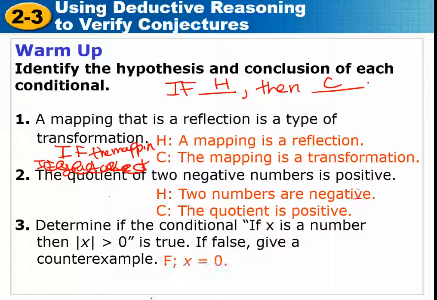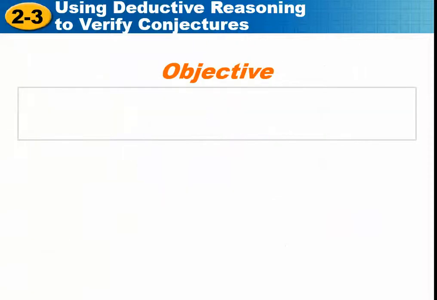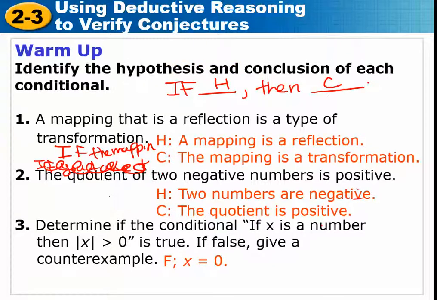And then the last one, if you got to it, is false, because it says if x is a number, then the absolute value of x is greater than 0. 0 is a number, and the absolute value of 0 is not greater than 0. It's greater than or equal to 0. So if they just would have had a line underneath, it could have been true.